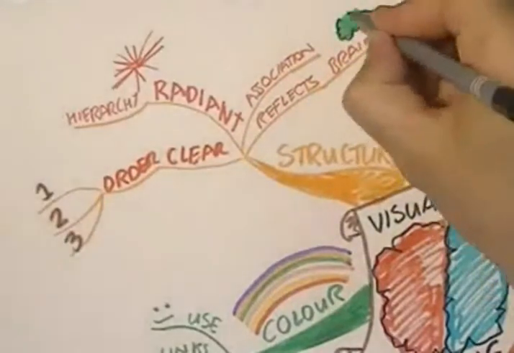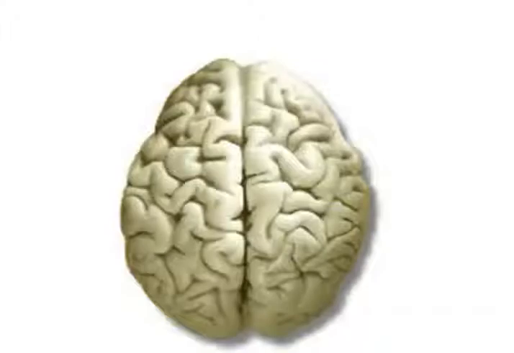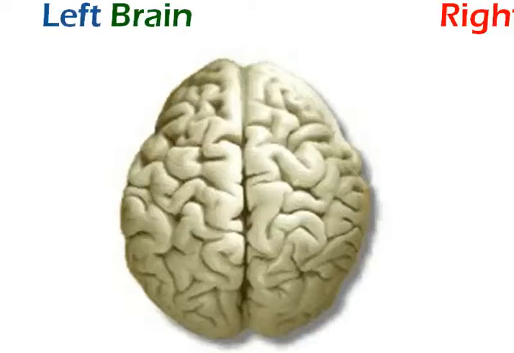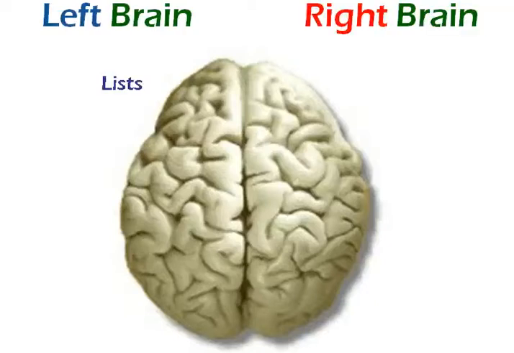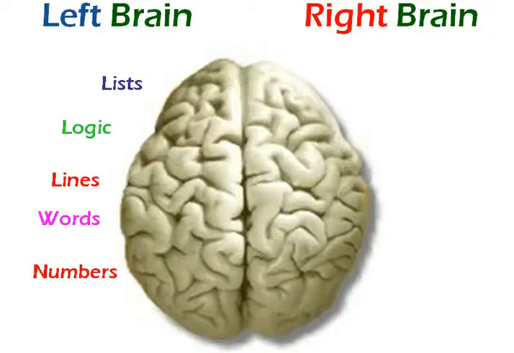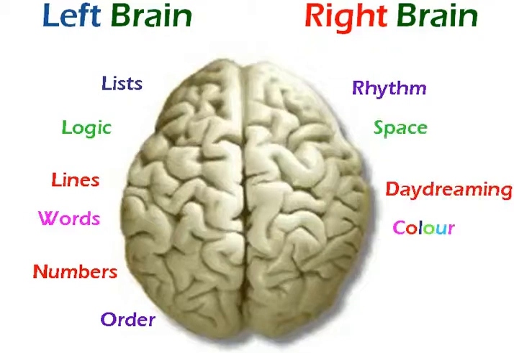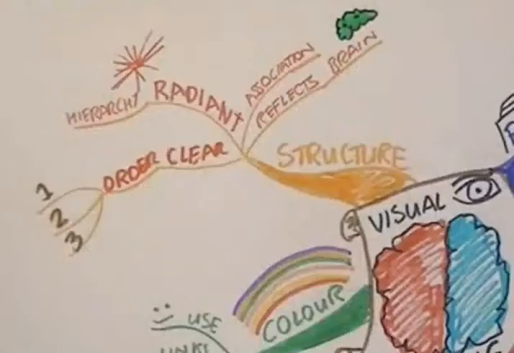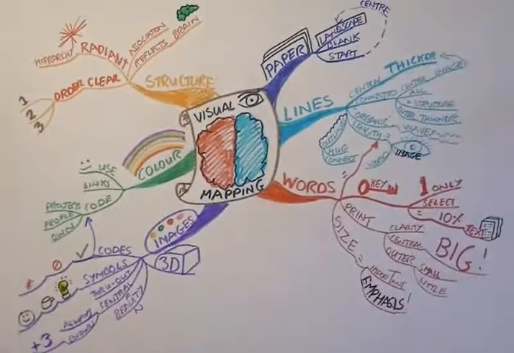We have two sides to our brain. We have a left brain hemisphere and a right brain hemisphere. The left brain likes things like lists, logic, lines, words, numbers, and order. The right side of the brain likes rhythm, space, daydreaming, color, imagination, and the global perspective, the big picture perspective. And if you look at all those brain qualities, the visual map reflects all of that and uses all of that, which makes it very, very powerful.